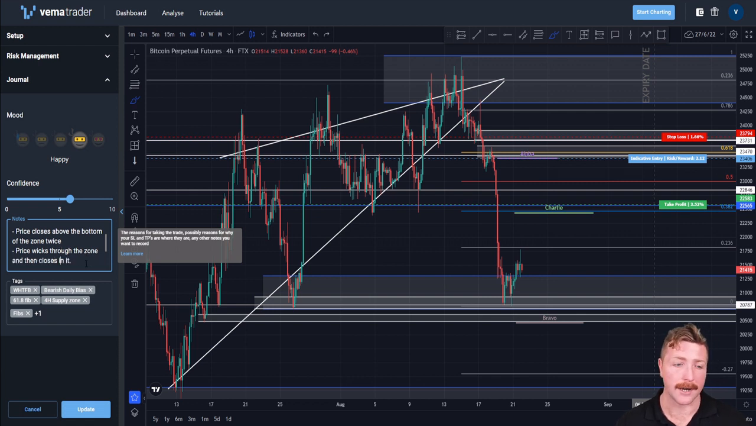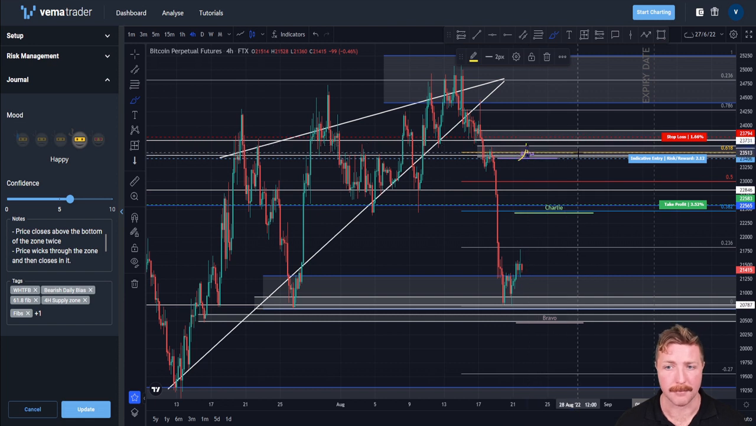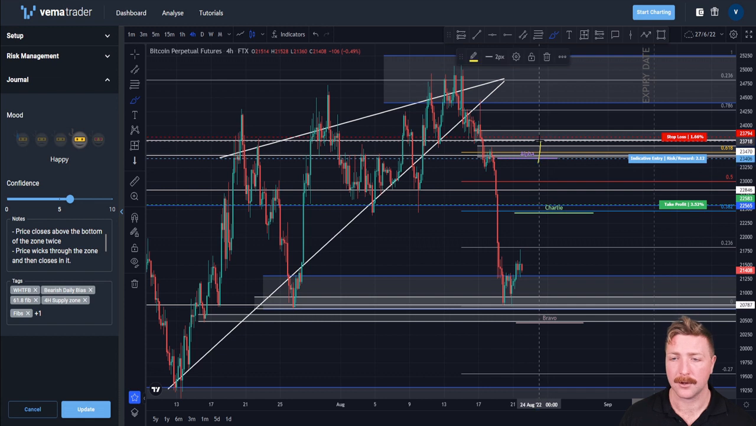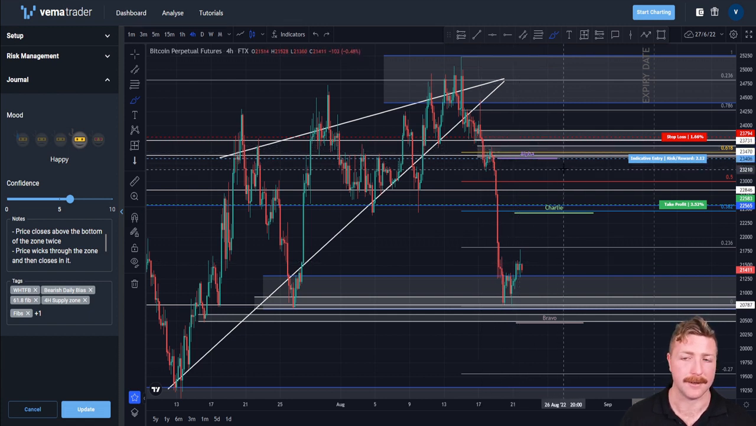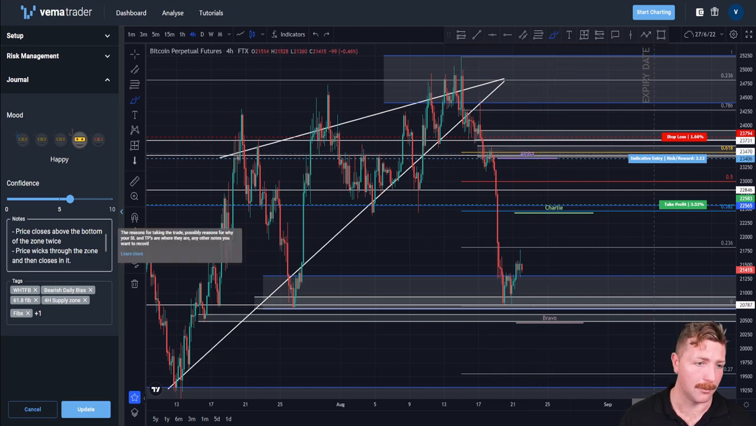Price wicks through the zone and then closes in the zone. So if we eat that zone completely, but do come back down and close in it, not good for my trade. If we wick up, close below, that's something I'm pretty happy with, right? That's a pretty solid rejection. Maybe I was just a little bit wrong about the top of the zone, but it's kind of what I want to see in that region. I'm happy to stay in the trade. But if we wick up, close in the zone, not good for my trade. I will then exit.